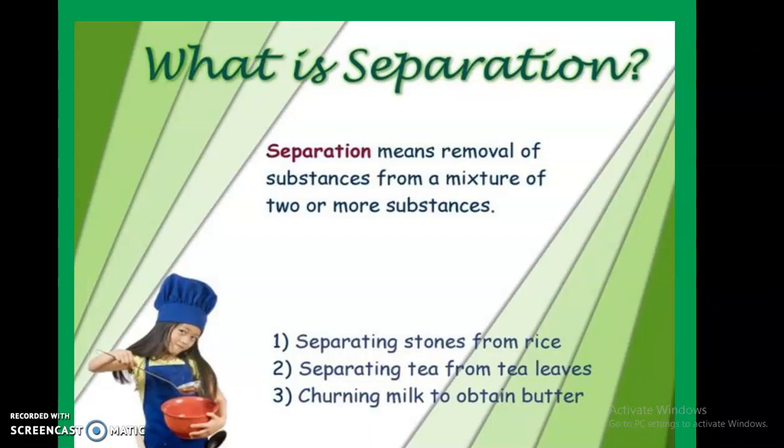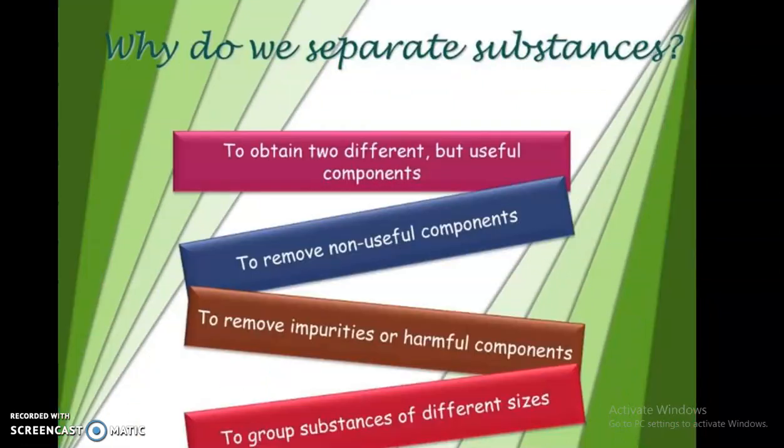So for example, there are a few more examples given in this slide: separating stones from rice, separating tea from tea leaves. Whenever you make tea, you always sieve the tea leaves, isn't it? Churning milk to obtain butter. You must have seen your mother doing that. So why do we separate substances? हम substances को क्यों separate करते हैं?